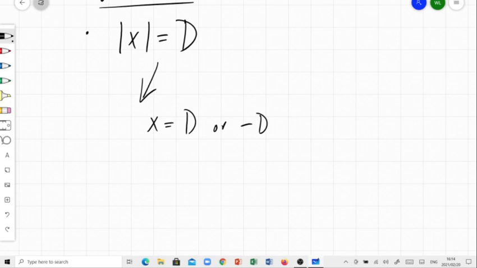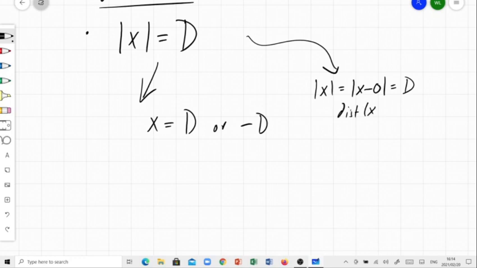Now let's come to the same conclusion using a geometric approach. Notice that the absolute value of x can be written as the absolute value of x minus 0, because subtracting 0 doesn't change anything. So the absolute value of x equal to d means that the distance between x and the origin 0 is exactly d. Okay, so here's the origin 0. Remember, in a one-dimensional line, you can only run left or right of 0.